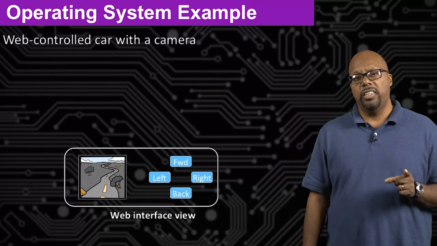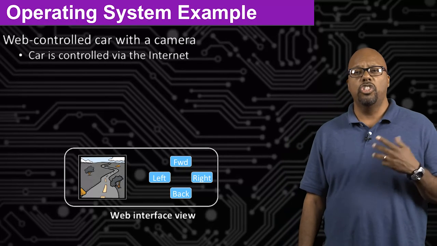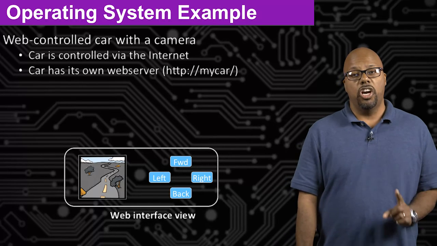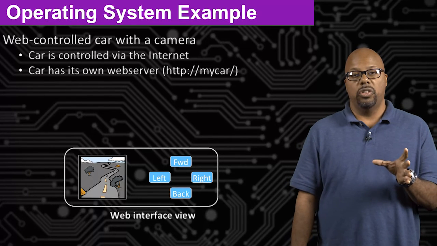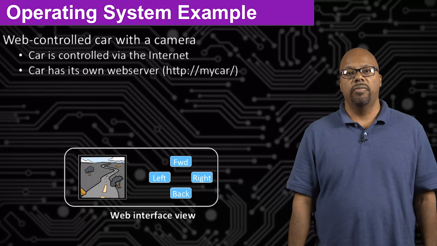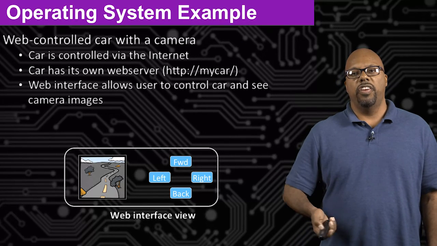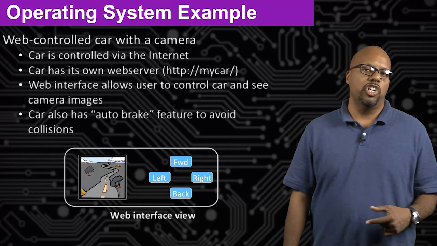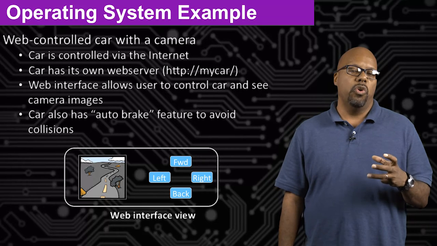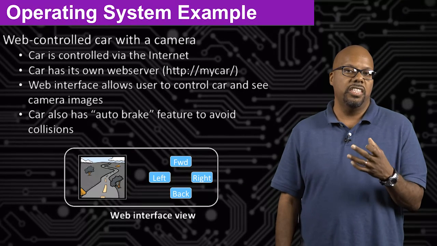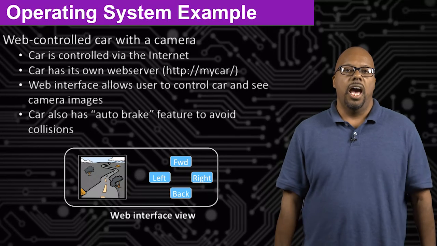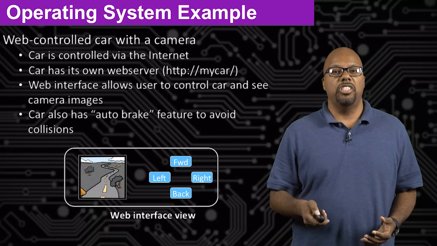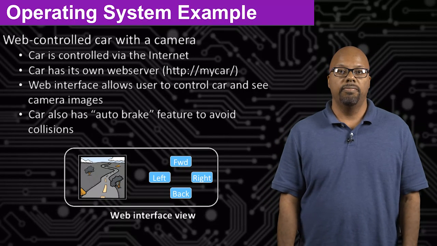In a system like this, it's useful to have an operating system because there are so many things going on at one time. The car is controlled over the internet, Wi-Fi generally. The car has its own web server, which has a URL address, and the web interface allows you to control the car and see the images and so on. Also, it has an auto brake feature to avoid collisions. It'll stop automatically regardless of what your controls are if it senses something in front of it. The idea is that it generally has a lot of tasks to do at one time, and in that type of situation, an operating system can be very useful.